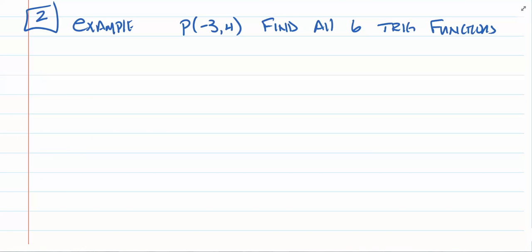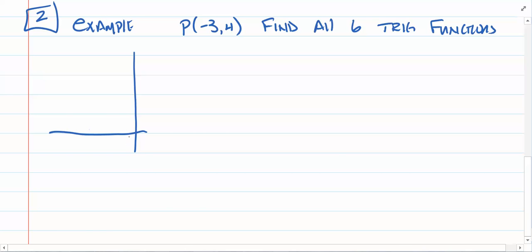So given that the point -3, 4 is somewhere in the coordinate plane, we're going to use that to find all 6 trig functions, okay? So first what we're going to do is draw a picture of the situation. Whoa, that was terrible. Let's go this way. Okay, so -3, 4, that's -1, -2, -3, 1, 2, 3, and 4. So there is some point in the plane over here. There's -3, 4. And I have a radius here that's drawn to it. So I'm going to draw my triangle in quadrant number 2. Okay, and this is the angle that corresponds to that point in the coordinate plane.